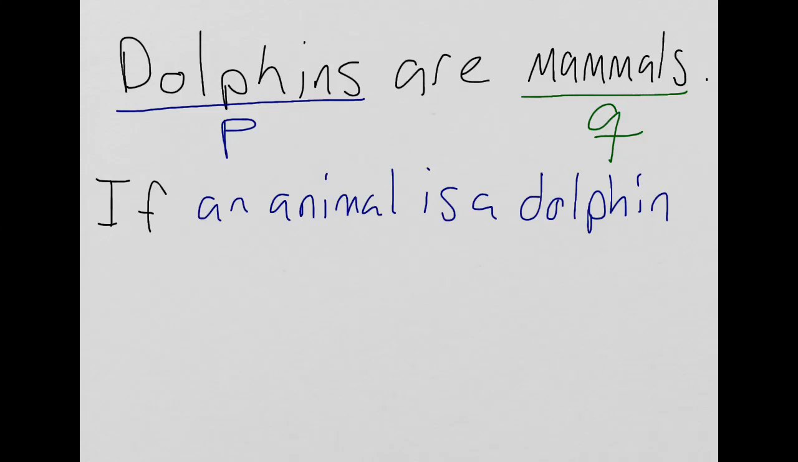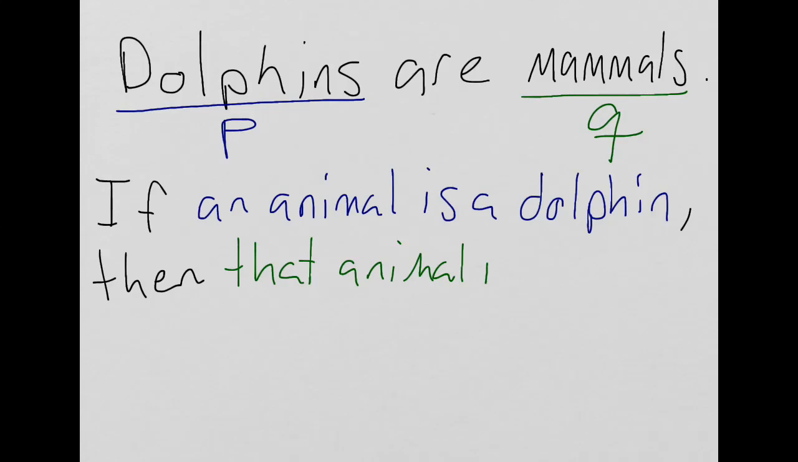so there's my hypothesis, then that animal is a mammal. And there is the conclusion part of my conditional statement. So I took the statement, dolphins are mammals, I identified my hypothesis and my conclusion, and I turned it into the conditional statement. If an animal is a dolphin, then that animal is a mammal.